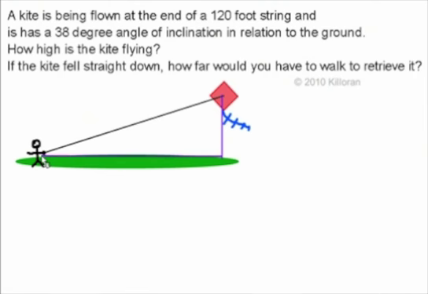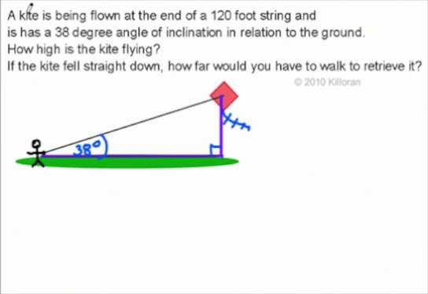And I'm kind of ignoring the height of this person, or kid, or whoever it is. Alright, and then that way we get this nice little right angle down here in the base. So now that we have a right triangle, we can talk about this angle of inclination. That usually means coming up off of the ground. So this angle over here has to be 38 degrees.